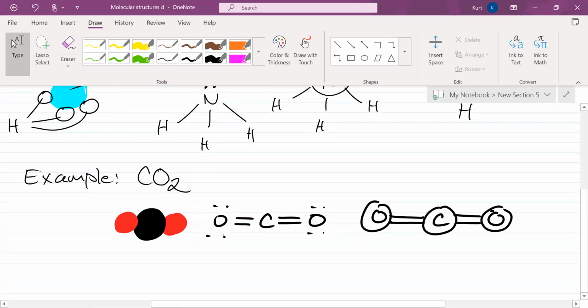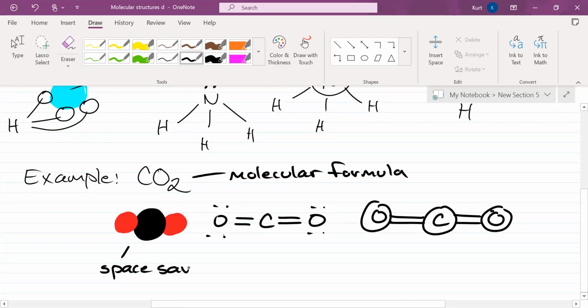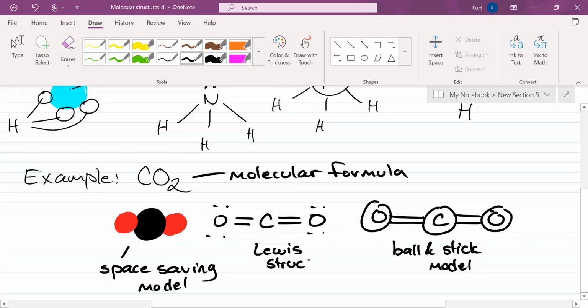Okay, so I have them all up on the screen. This is the molecular formula. This is a space-saving model. This is the ball and stick model. And this is the Lewis structure. The structural formula would be the Lewis structure just without the electron pairs. This is called a linear shape because it's a straight line.